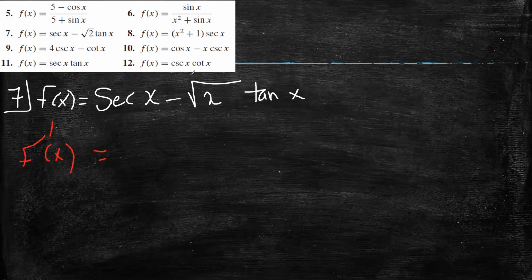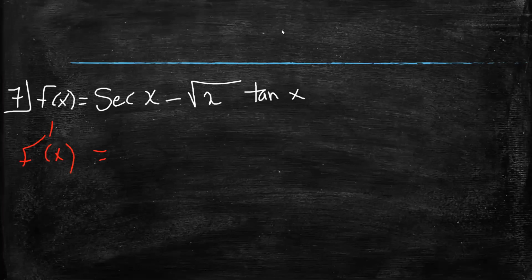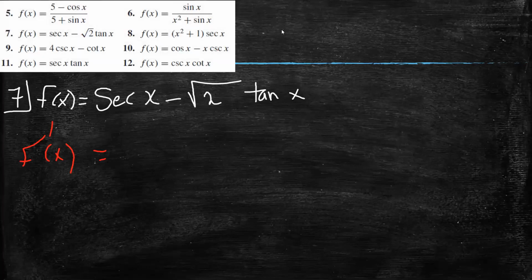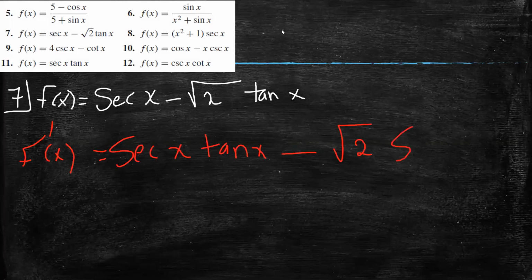Now, what is the derivative of secant? Secant x tan x. Secant tan, thank you. So, secant x tan x. Then minus square root of 2. What is the derivative of tan? Secant squared x. That's it. This is f prime of x.